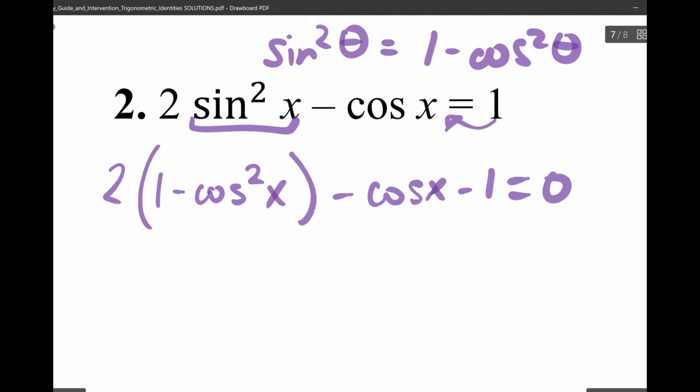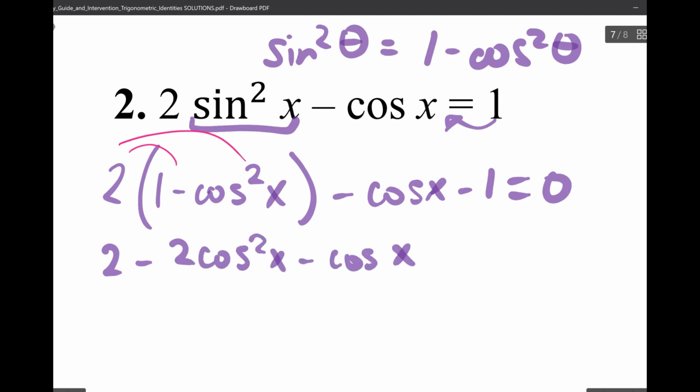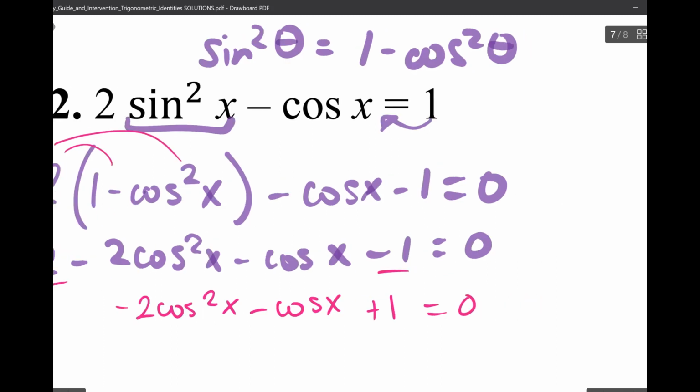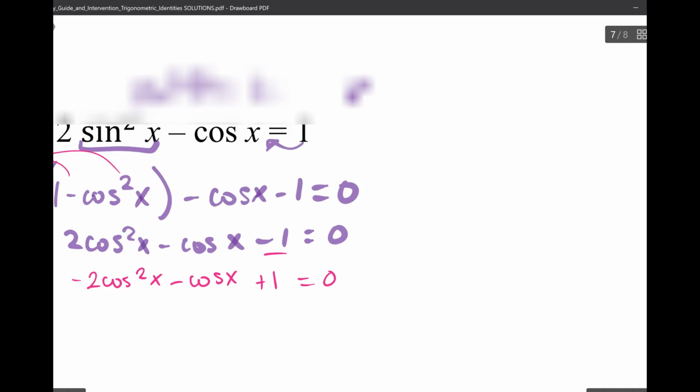I need to go ahead and distribute out this 2. So I'm going to have 2 minus 2 cosine squared x minus cosine x minus 1 equals 0. I need to combine like terms. So the 2 minus a 1 goes to a positive 1. And then I have negative 2 cosine squared x minus cosine x plus 1 equals 0.